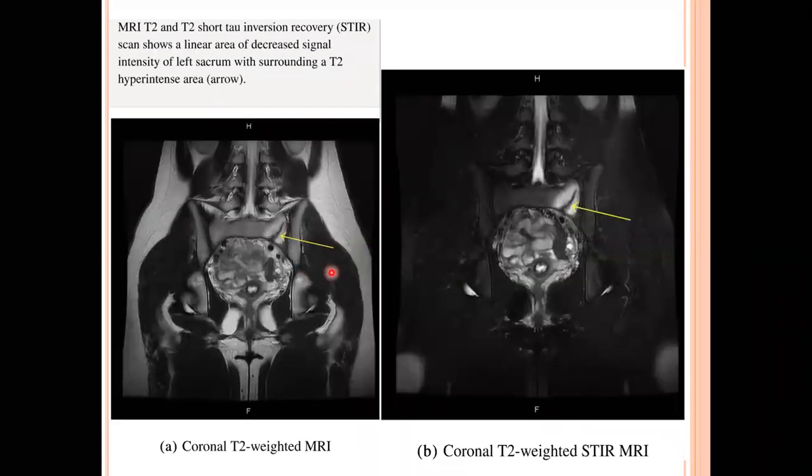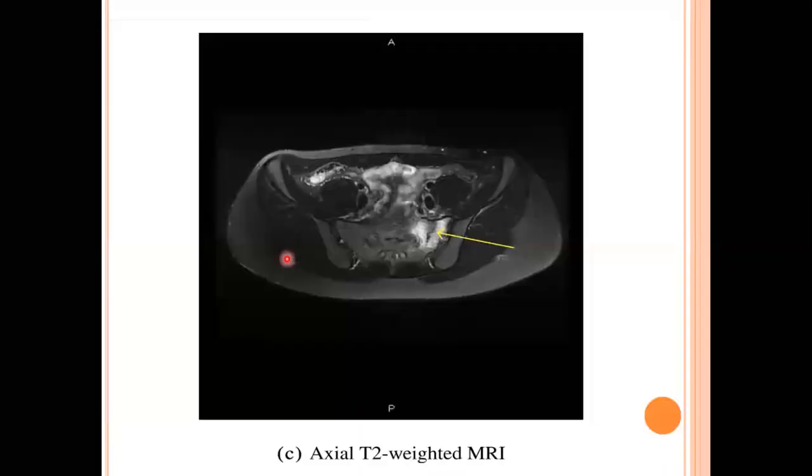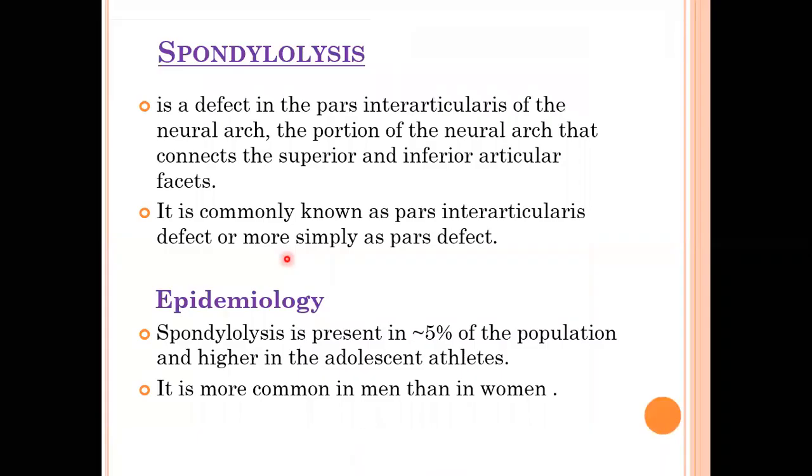The T2 coronal T2 and STIR images show the fracture line surrounded by high signal bone marrow edema. This is the axial image. Short notes about spondylolysis.